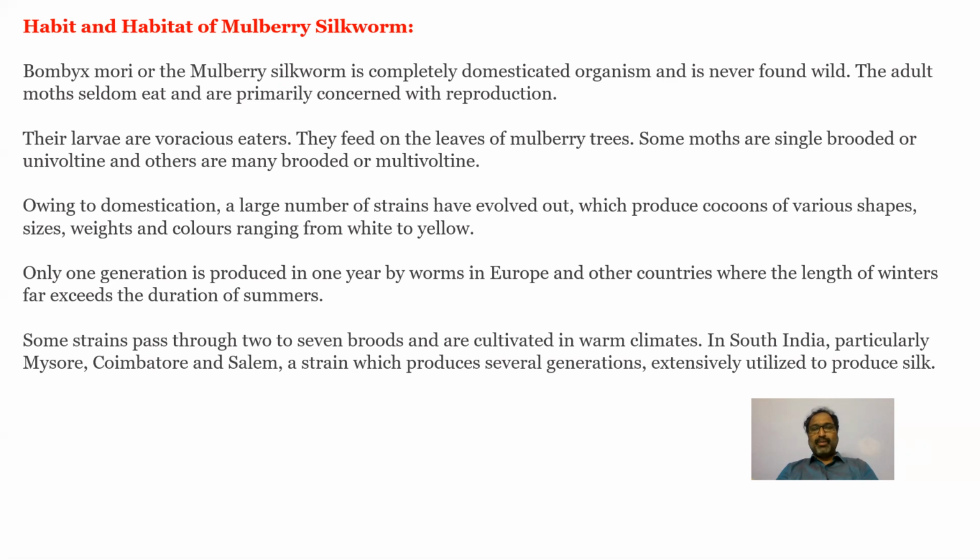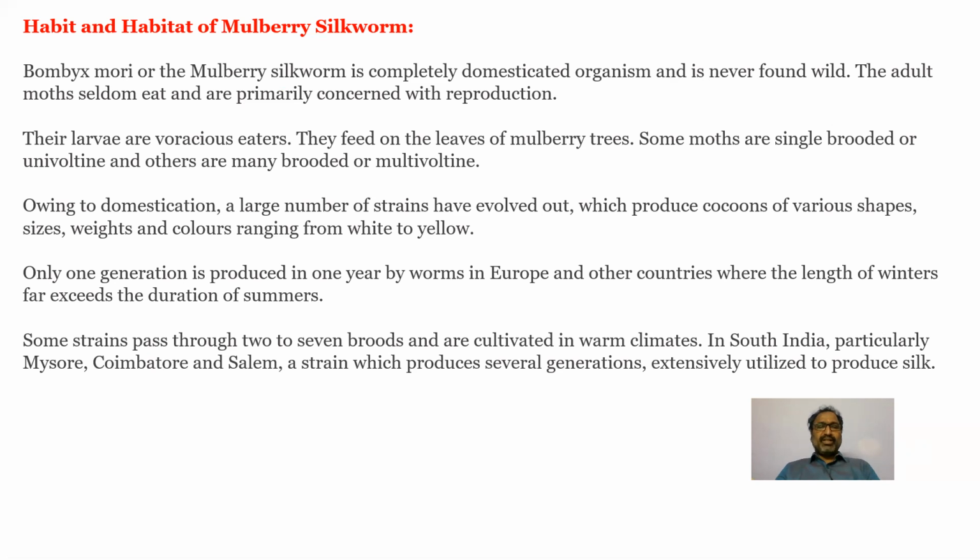So due to this hybridization, of course, only one generation is produced in 1 year by a worm in Europe and in other countries where the winters last far longer. In European countries, the winter season is longer in duration and summer is very short. So usually we may find univoltine varieties in those particular areas.